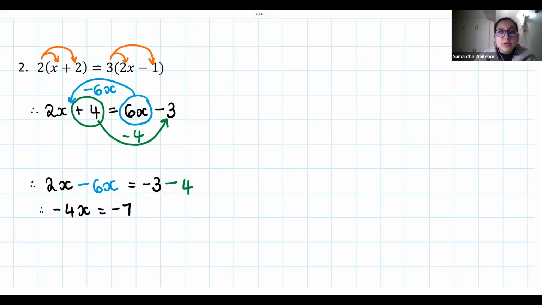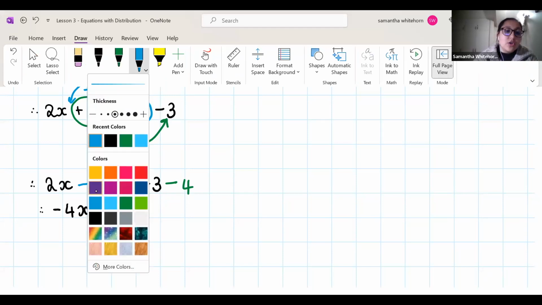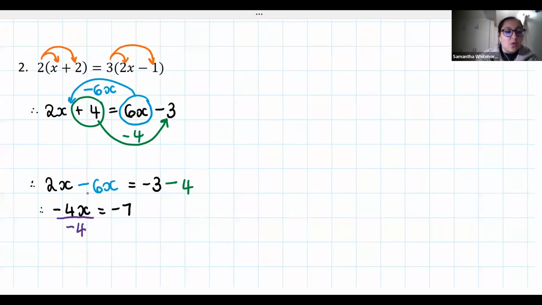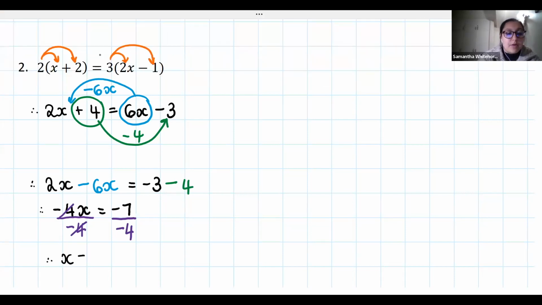And then again, think about your inverse operations. The goal is to get that x alone. So what I want to do is I now want to divide by negative 4 so that I get just x by itself. But if I divide the left by negative 4, I also need to divide the right by negative 4. That therefore leaves me with x is equal to, now remember, a negative divided by negative is a positive. So x is equal to positive 7 over 4.